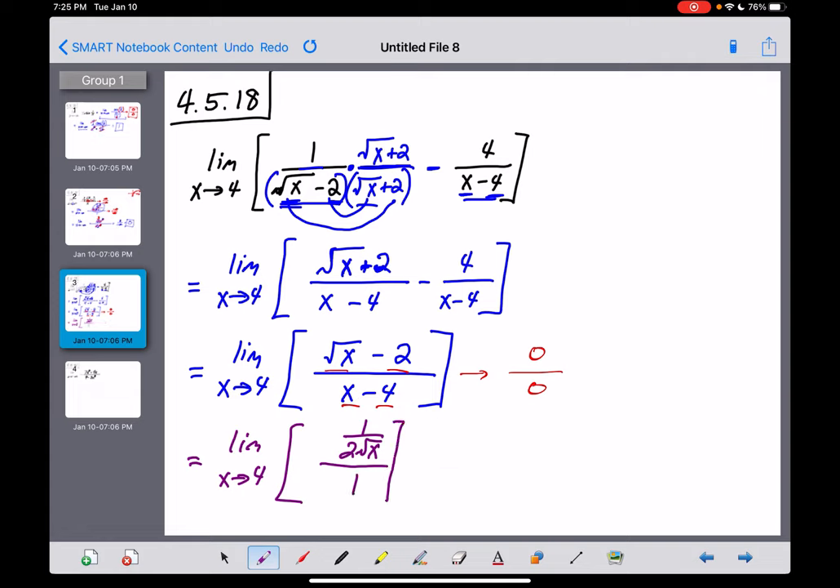And so that's it here, guys. And I'm hoping plug and chug is going to work now. If we let x equal 4, the square root of 4 is 2, times that 2 right there is 4, we're going to end up with 1/4 for our answer here for problem number 18.